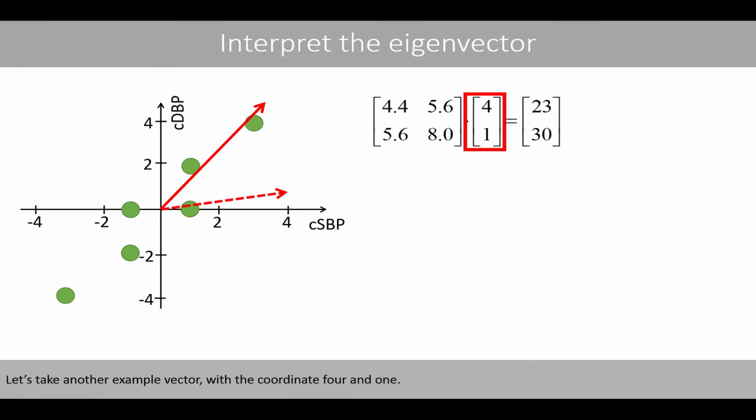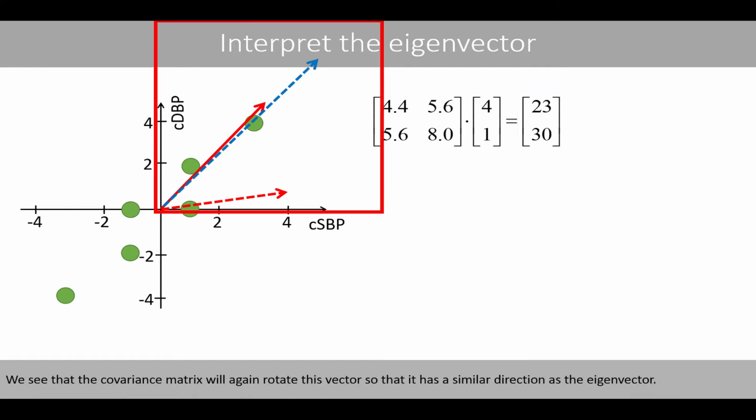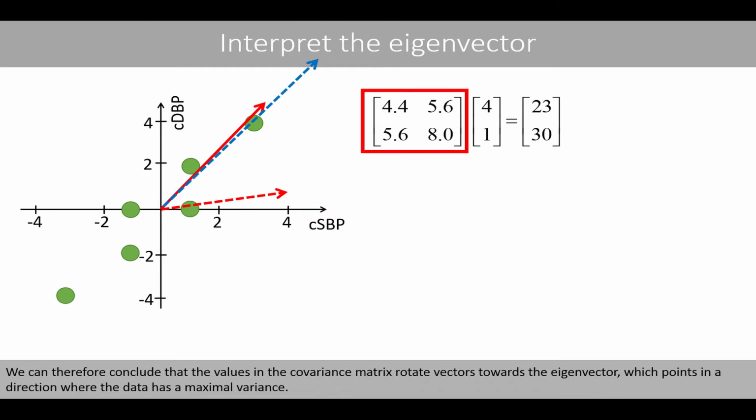Let's take another example vector with the coordinates 4 and 1. Multiplying the covariance matrix by this arbitrary vector will result in the following vector. We see that the covariance matrix will again rotate this vector so that it has a similar direction as the eigenvector. We can therefore conclude that the values in the covariance matrix rotate vectors towards the eigenvector, which points in a direction where the data has a maximal variance.